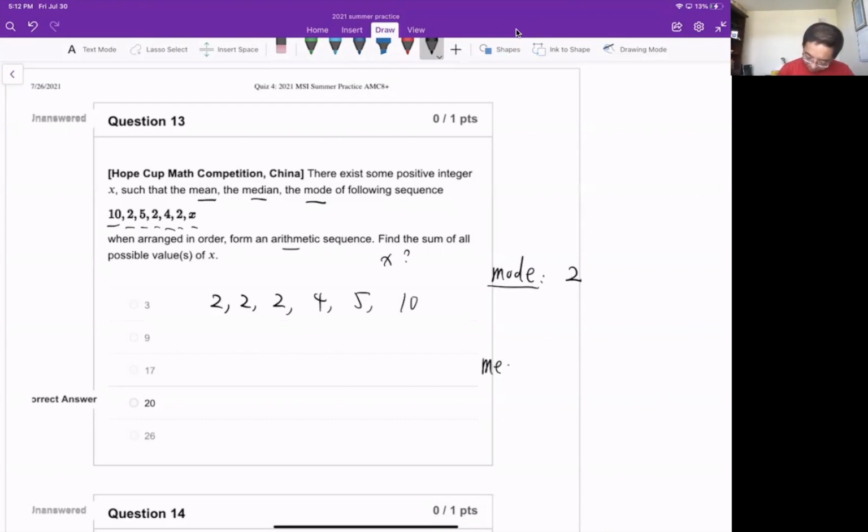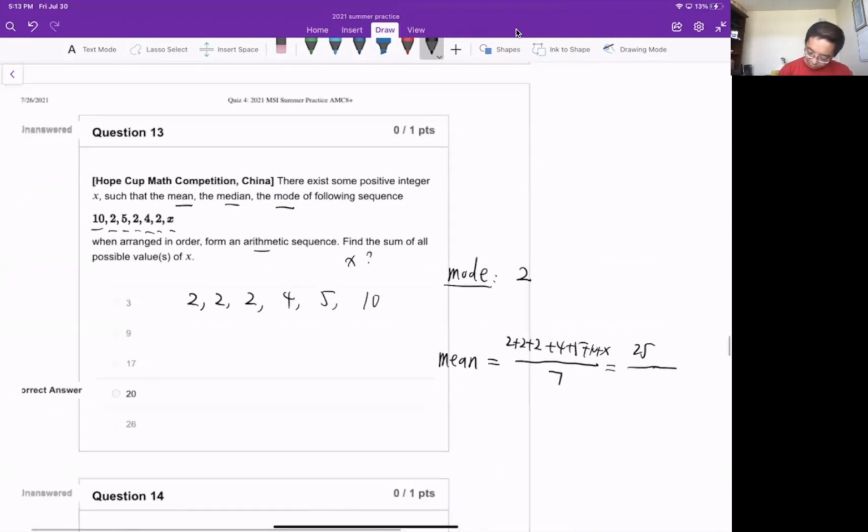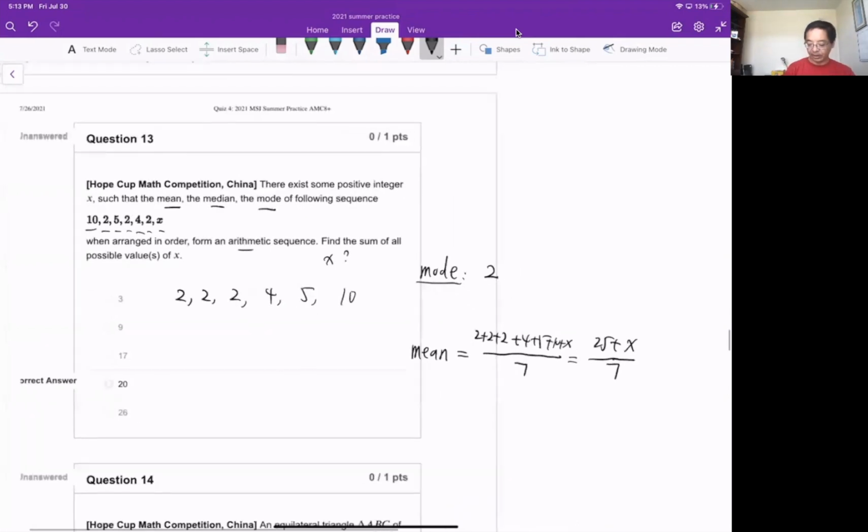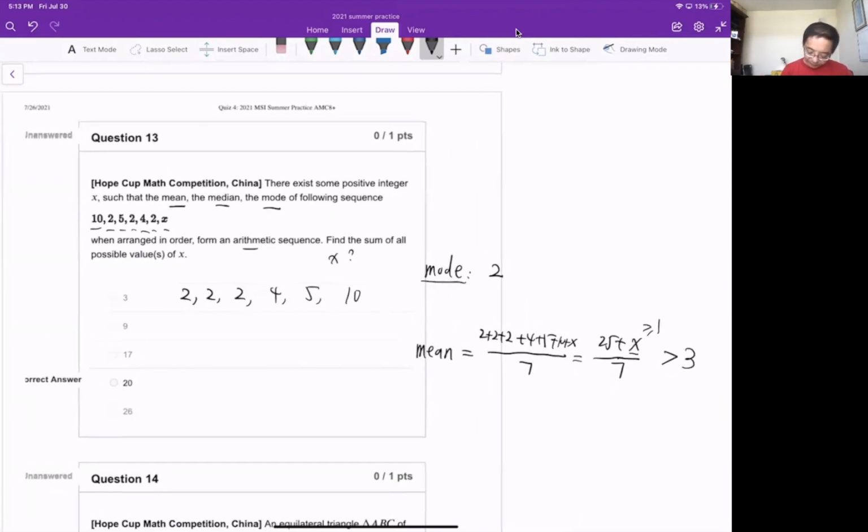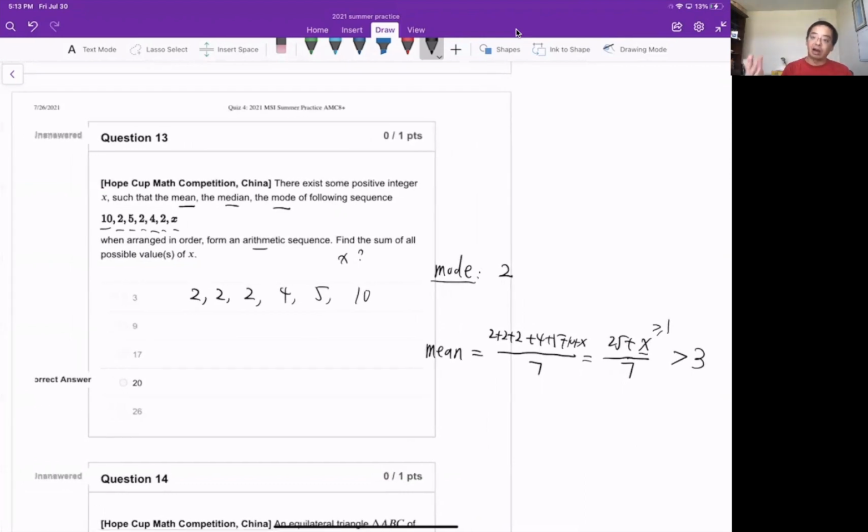And then what is the mean? Mean is the average, right? In total, we have 7 numbers, and we add these 7 numbers together, which is 2 plus 2 plus 2 plus 4 plus 5 plus 10 plus x. We simplify and get (25 plus x) over 7. Now, one thing we can say about the mean is, because x is at least 1, the mean has to be greater than 3.